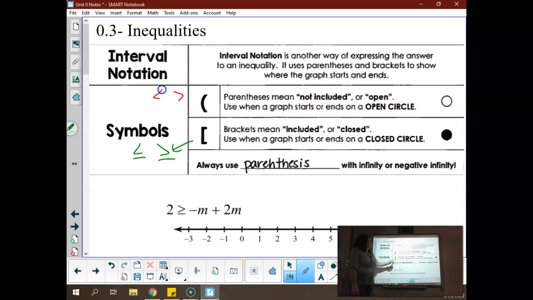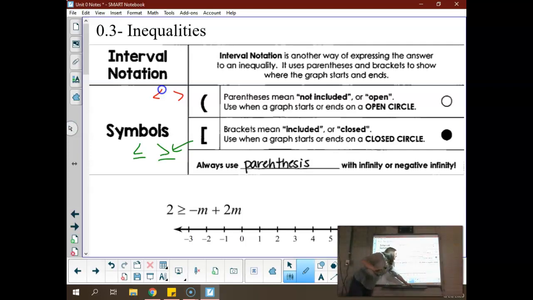All right, we always use parentheses with positive or negative infinity, and the reason for that is infinity is a moving target. You are never going to get to infinity. You can say, oh, I'm going to infinity and beyond, but you're never going to quite get there. You're going to keep going and keep going, but that's the whole point with infinity, is that it is a constantly moving target. So it's not going to be included because infinity is a concept, not an actual number.